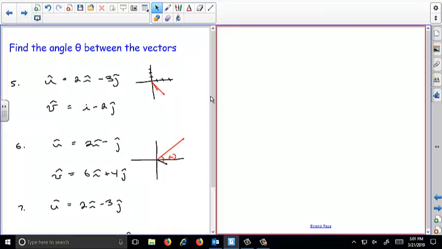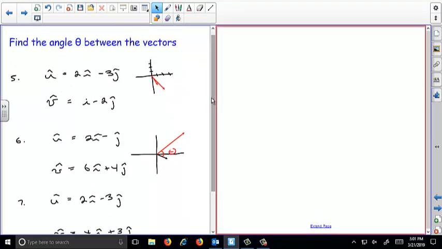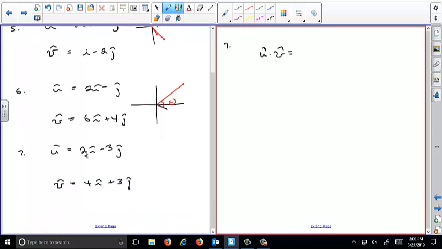And then, well, we have 1 more. So this is number 7. Again, we have u dot v. So we have 2 times 4, which is 8, plus negative 3 times positive 3, that's negative 9, so we get negative 1 for that.